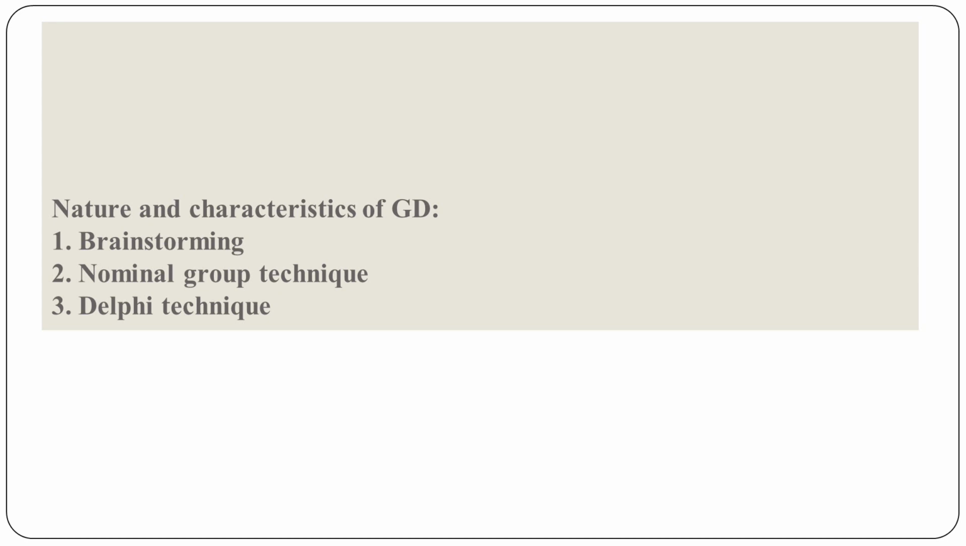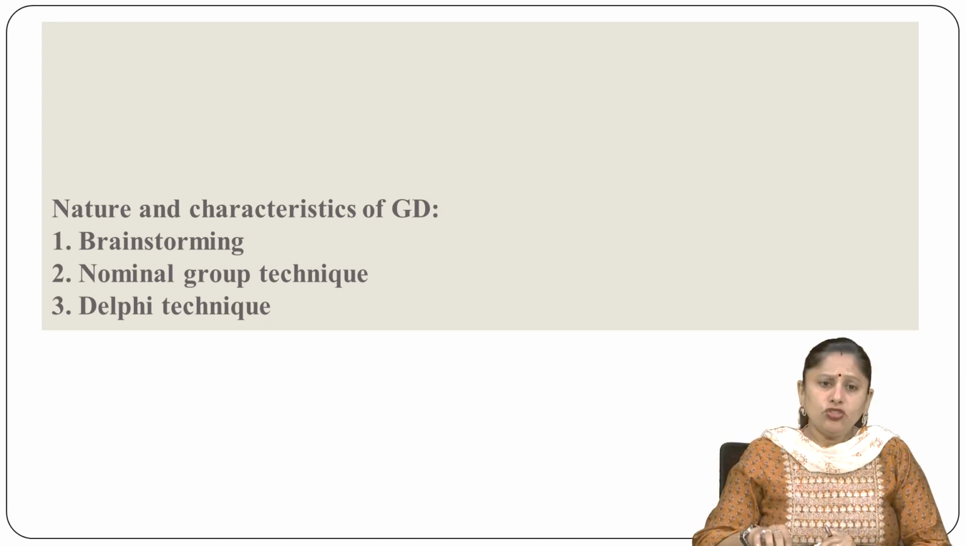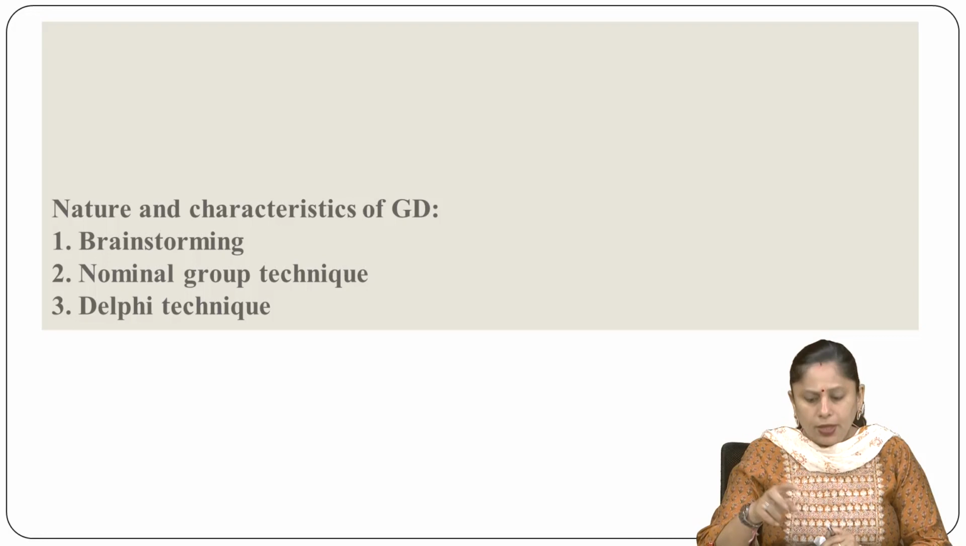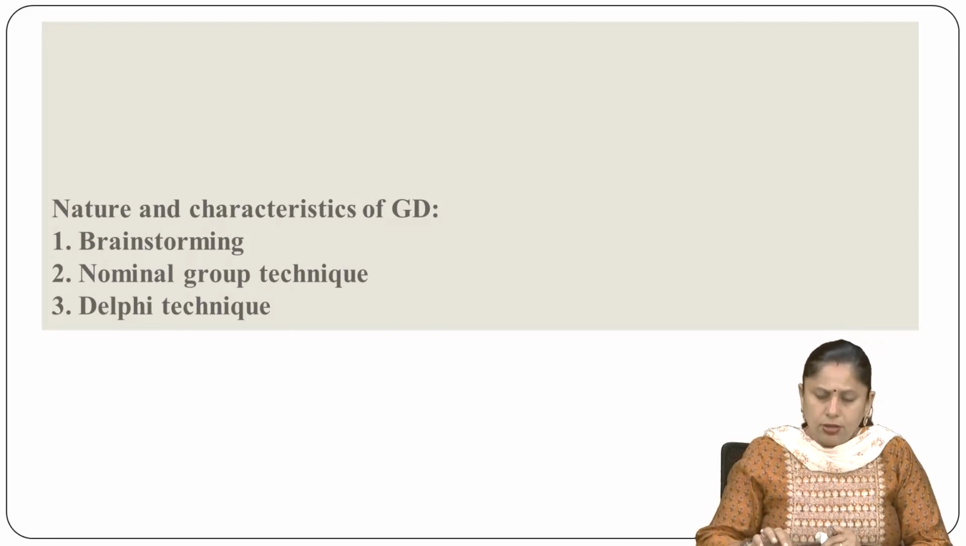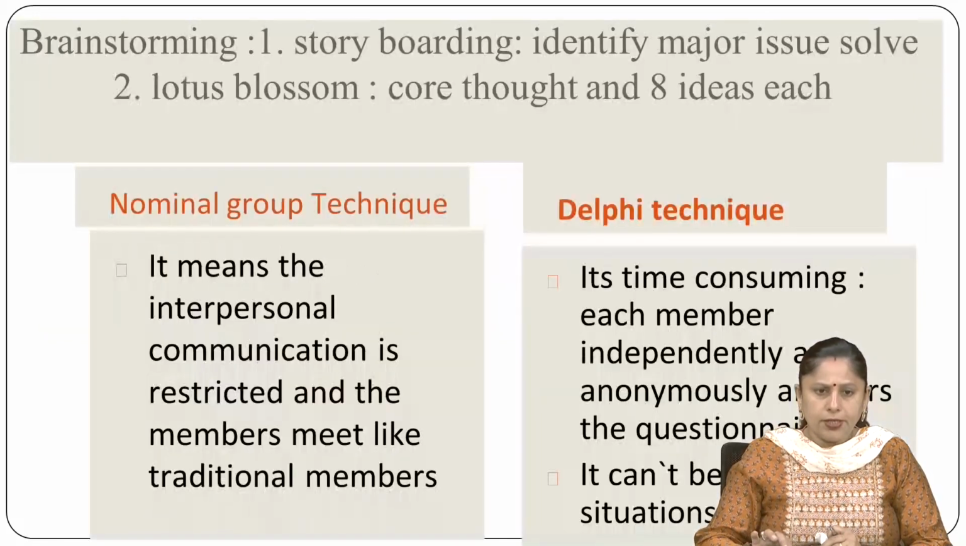Nature and characteristics of group discussion. Brainstorming, nominal group technique, and Delphi technique. These are the three main techniques, the three main types which you can put in a group discussion answer. Brainstorming and nominal group technique we are going to discuss right now, and Delphi technique is also mentioned in a very precise brief writing.